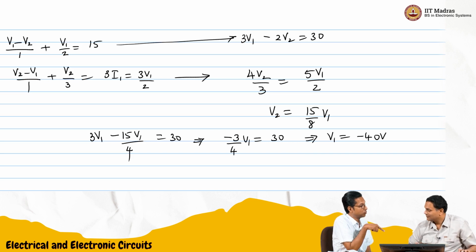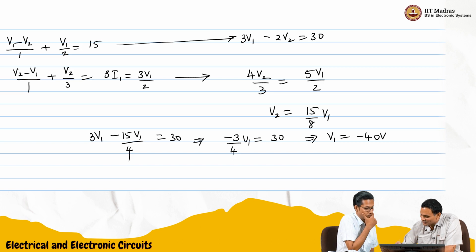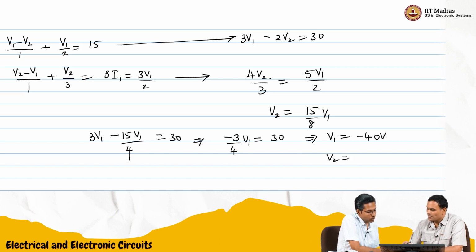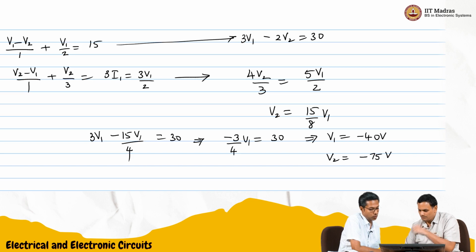We actually want V2. We should have solved for V2, I think. That's okay. So, V2 is 15 by 8 times V1, no? So, 8 5s are 40, 15 times 5 would be 75. Is this correct? 15 by 8 times 40. Yeah. So, minus 75 volts.